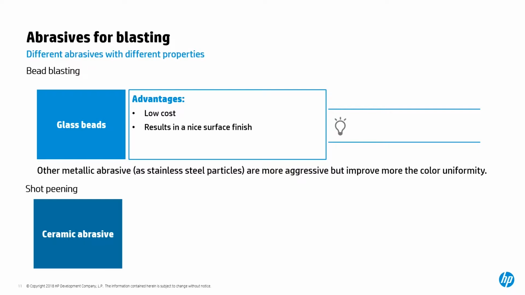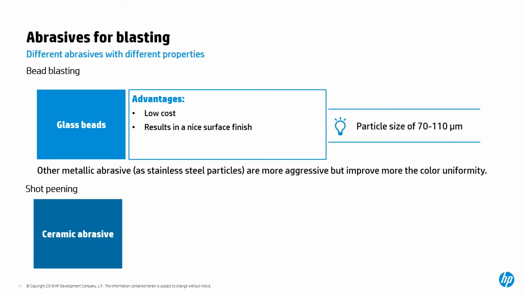that could improve and give a better color uniformity than the glass bead. In this case, those metallic abrasives are more aggressive. So the time to clean the part is reduced, but at the same time, they are providing a better surface finish. So this could be an interesting option to use in parts that don't have any small details that could be damaged with the abrasive.